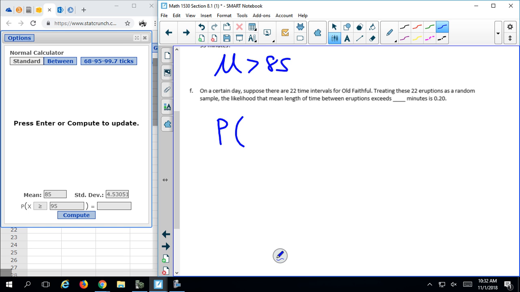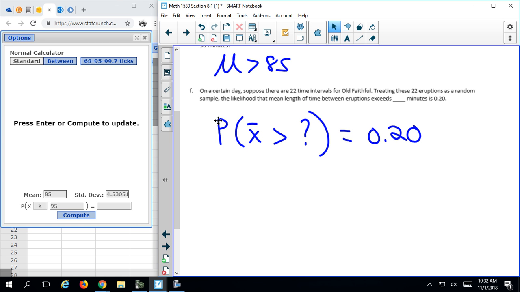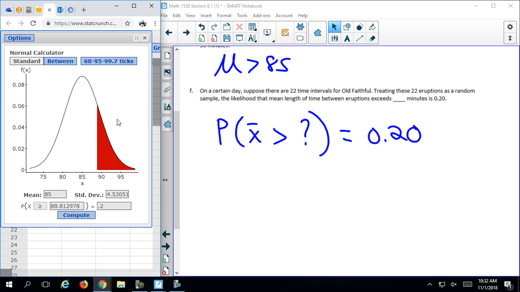You can actually write this out in symbols: the probability that the mean length exceeds blank is, that's an equal sign, 0.2. Well, that tells you where to put the information into the calculator. So I'm going to put this 0.2 as the probability, and I'm going to say area to the right with that greater than symbol, and it's going to tell me that mean. So the probability that the sample mean would be greater than 88.8 is 0.2.